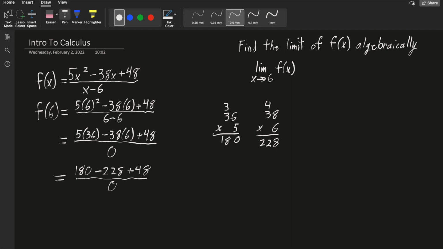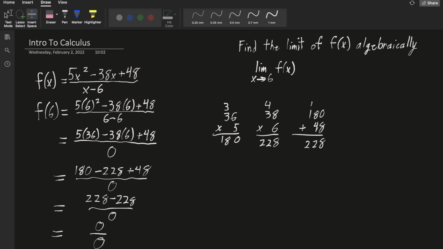Now, doing this math up top, I'm going to go ahead and do the addition first, so adding 180 and 48. The first column is going to have an 8, then we're going to have a 2, carry a 1, and a 2. So this actually leaves us with 228 minus 228 over 0, which is equal to 0 over 0.